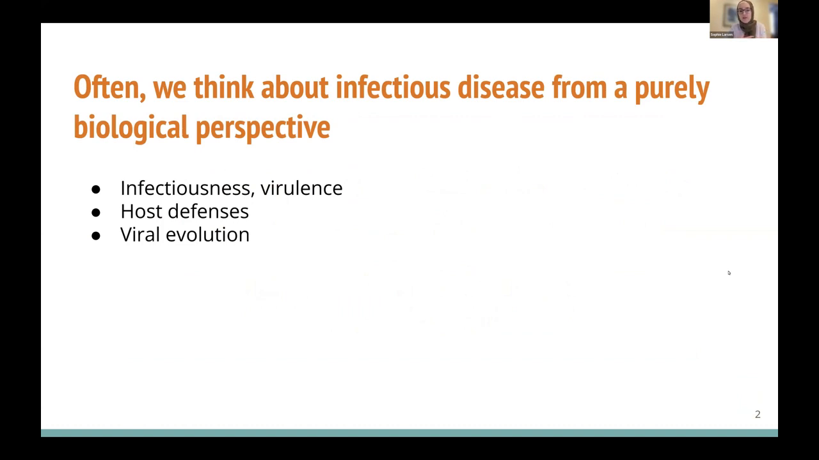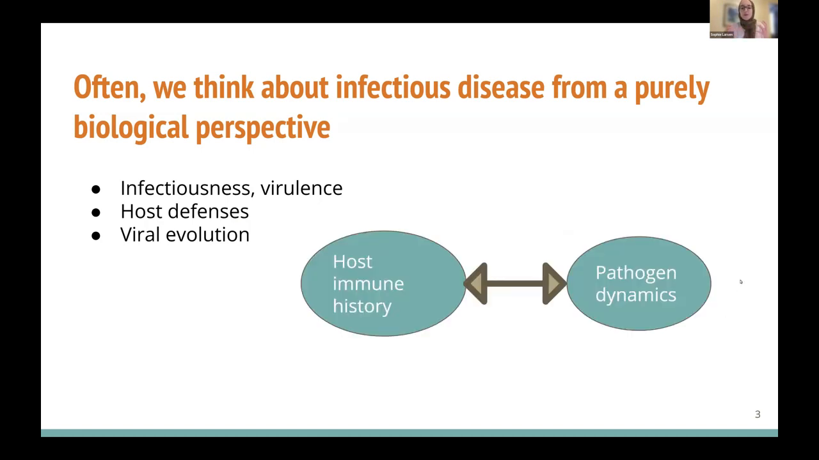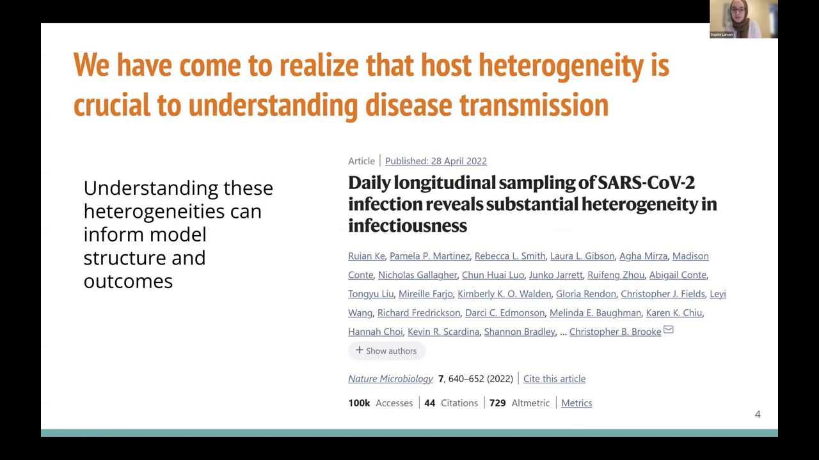So often we think about infectious disease from a very biological perspective, right? We think about infectiousness of a pathogen, virulence, host defenses, things like viral evolution, changing the pathogen over time. And so this framework is very biology focused. We can think about maybe the interaction between host immune history and pathogen dynamics. And we started to understand that heterogeneity in these factors is really crucial to understanding disease transmission.